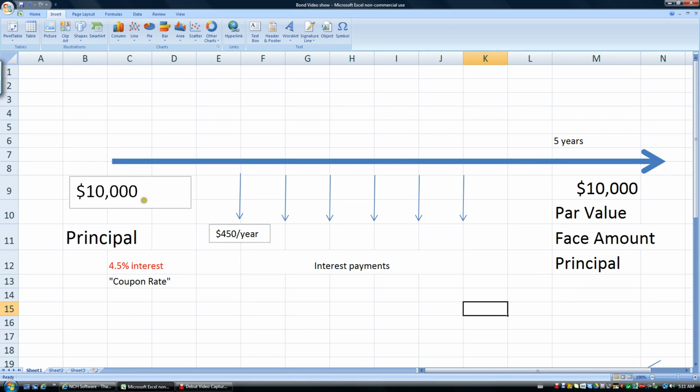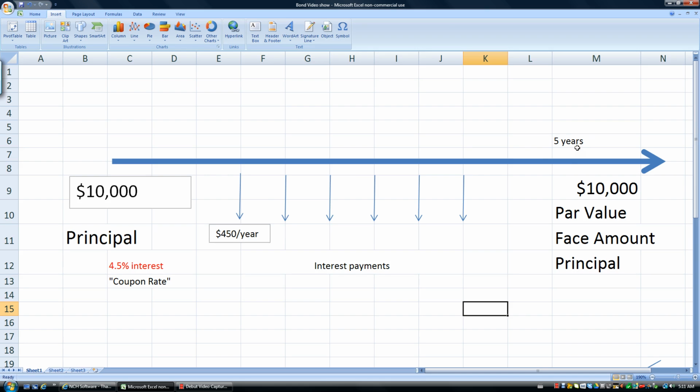And from the outset, from the initial start, you know what interest rate you're going to get. The interest rate, for example, in this case is 4.5%. This interest rate of the bond is also known as the coupon rate. So from the start, you know how long your bond is going to run for. Example in here is for 5 years.